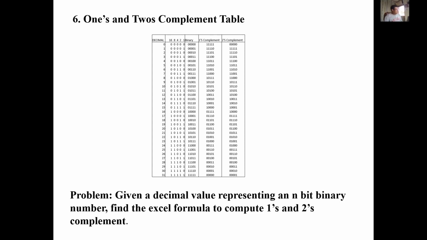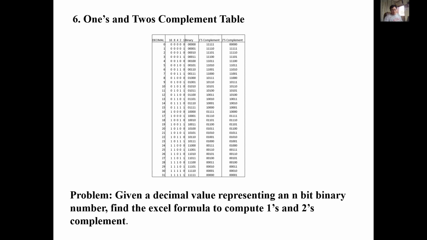Now we have the following table. You can look this up from our regular class. It's very important that you memorize them. Given a decimal value representing an n-bit binary number, you can have a formula to compute. This is a special problem. Can you find the formula to compute the ones complement and two's complement?